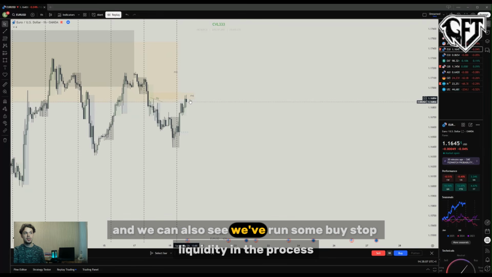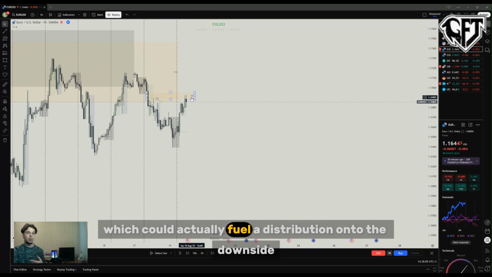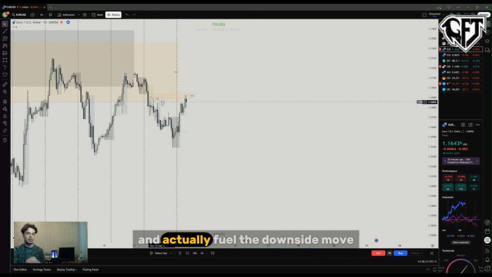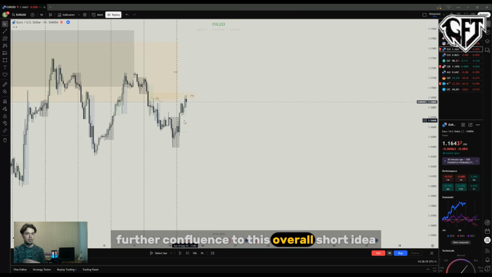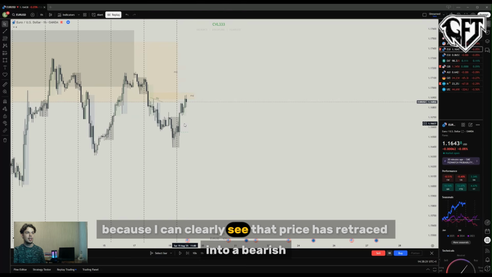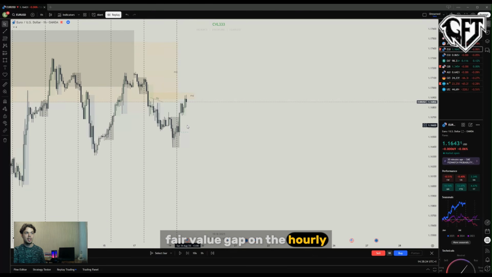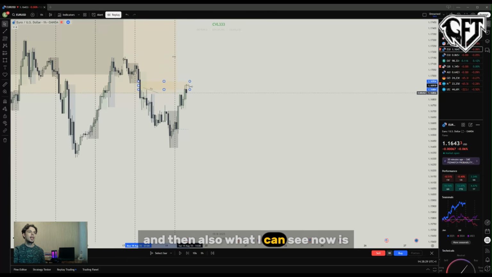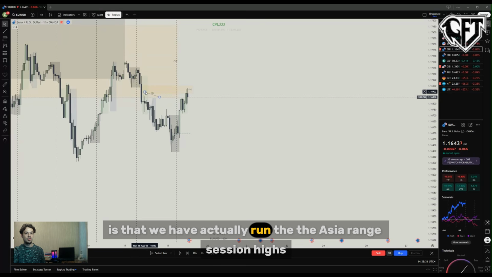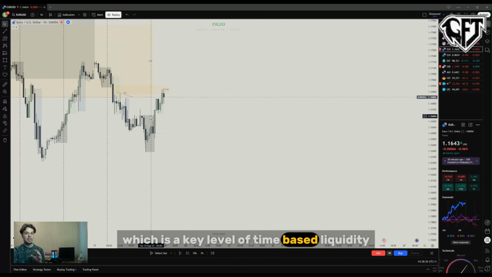And we can also see we've ran some buy stop liquidity in the process, which could fuel a distribution onto the downside and fuel the downside move, which we are anticipating. So this is building further confluence to this overall short idea, because I can clearly see that price has retraced into a bearish fair value gap on the hourly. It has ran some buy stop liquidity in the process. And then also what I can see now is that we have run the Asia range session highs, which is a key level of time-based liquidity.